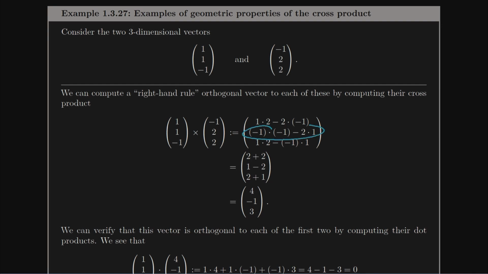If I want the y output, I'm going to cross out y here. I'm going to take -1 times -1, and then 1 times 2, and I'll get 1 minus 2, so I'll get -1 as the y output. And then finally, if I want my z output, I'm going to cross out the z direction. I'm going to say 1 times 2 minus 1 times -1. That's going to give me a 3 in the z direction. So this vector 4, -1, 3 will be the cross product of the other two.